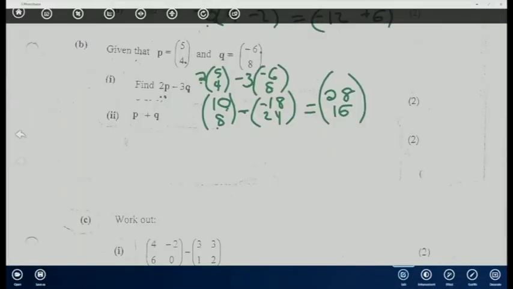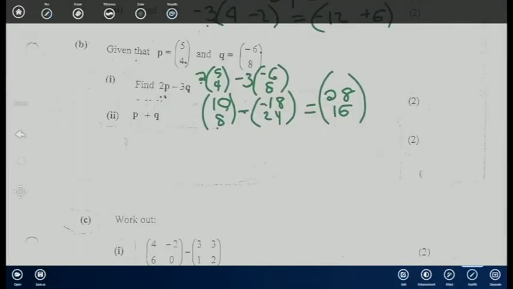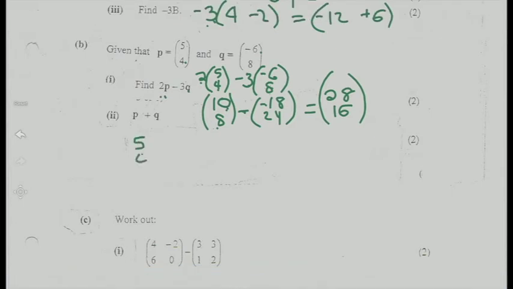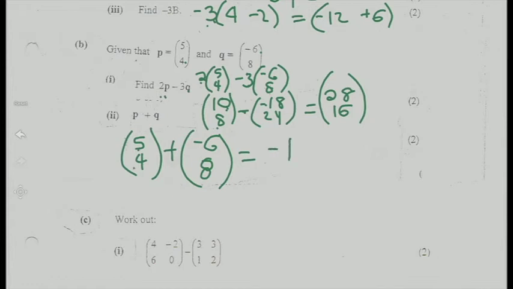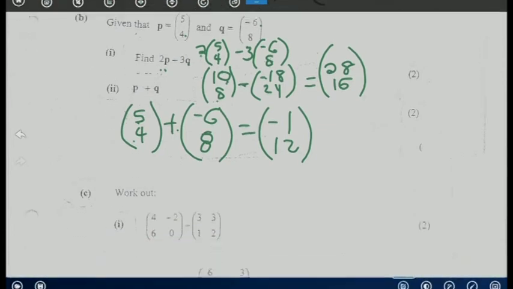We have P plus Q. So we have 5, 4 plus -6, 8. 5 plus -6 is -1. 4 plus 8 is equal to 12. So this is P plus Q.